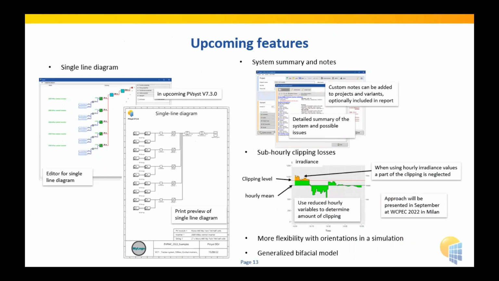Then, also in version 7.3, and on a little bit longer term, we are adding a model to simulate the sub-hourly clipping losses. If you work with hourly averages and your average is below your clipping level, and you have irradiance fluctuations, you can have some clipping losses which are neglected if you just simulate with this average, which is below the clipping level. We use an approach that determines, from the sub-hourly irradiance data, coefficients that are stored with the hourly data, and which then allow us in the simulation to estimate these additional losses.